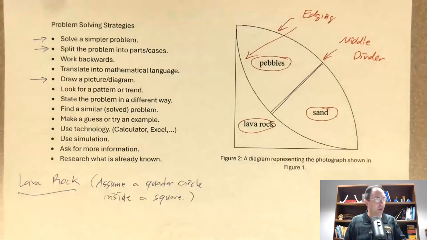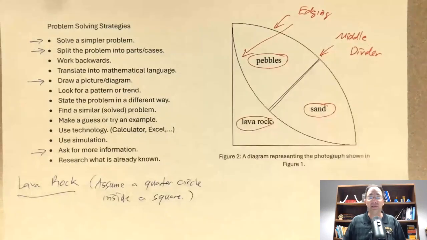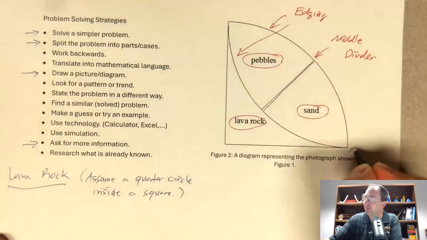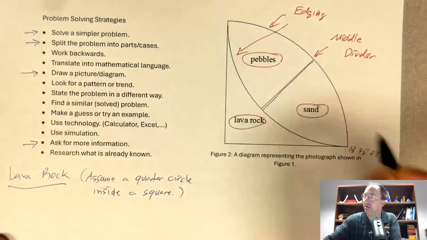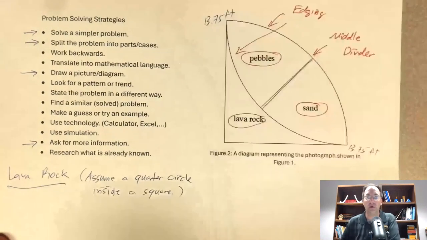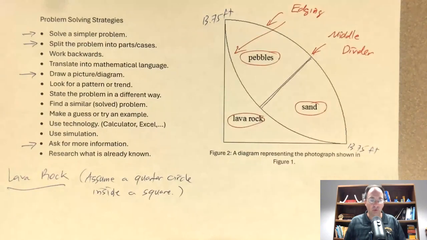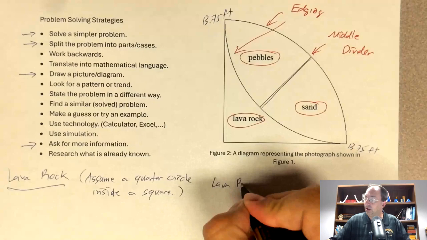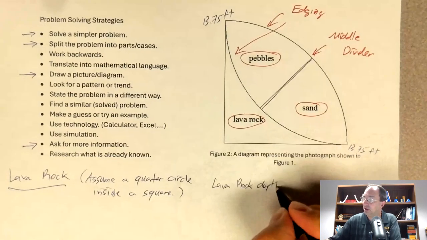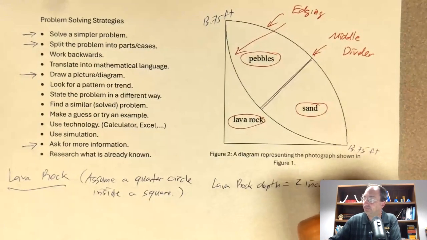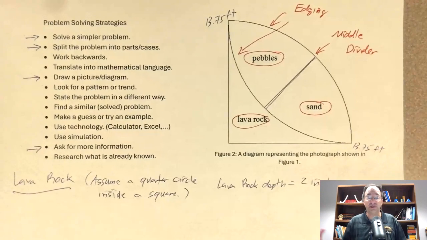What else? Well, we also need to know some more information. So for example, how big is the square? Well, I can tell you that it's about 13.75 feet in each dimension. Okay, and we also need to ask, what is the depth of the lava rock? And the lava rock depth will be 2 inches. Now, if for some reason we couldn't find out that information, we could do this problem on a per inch basis. But we know 2 inches is the answer.